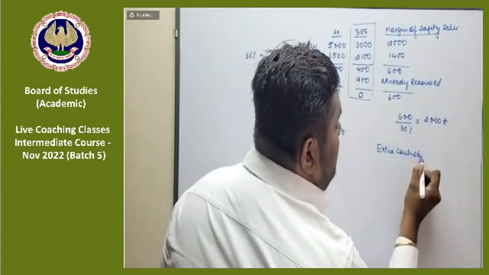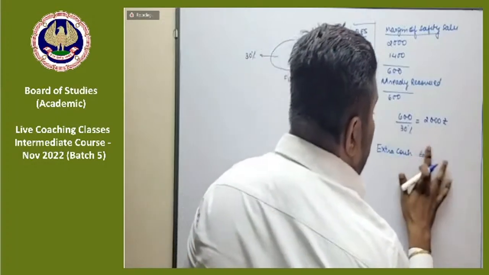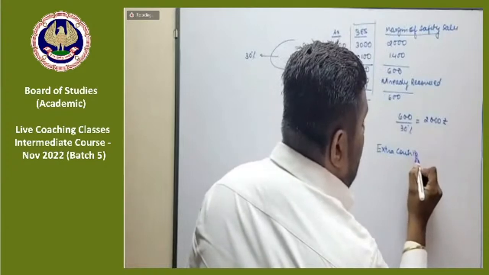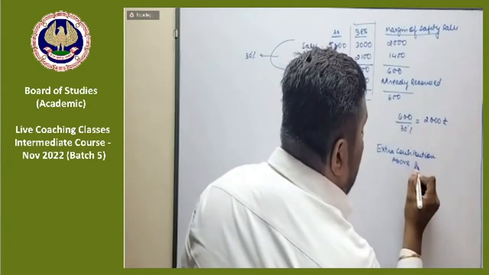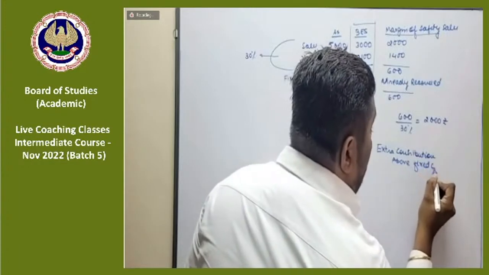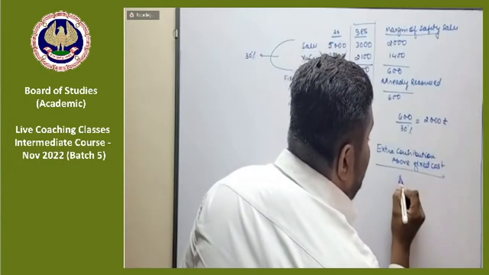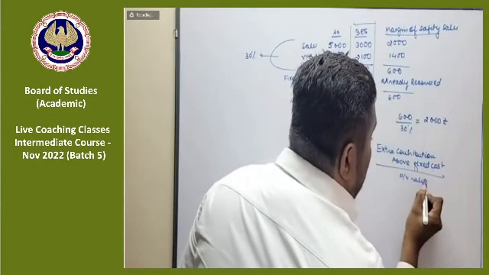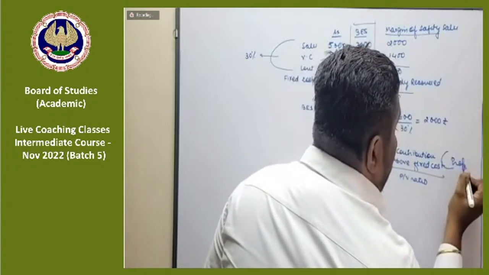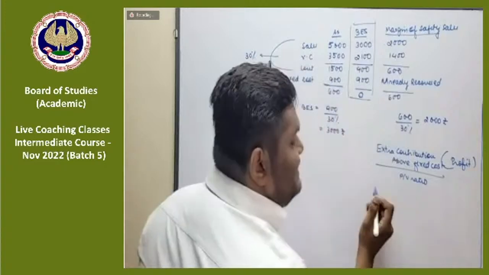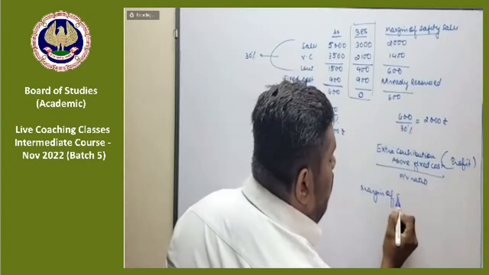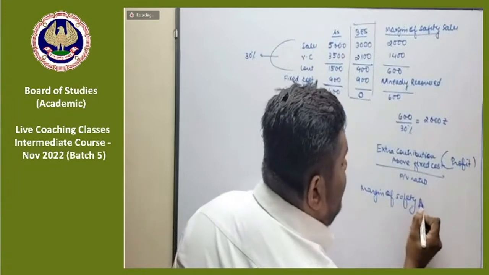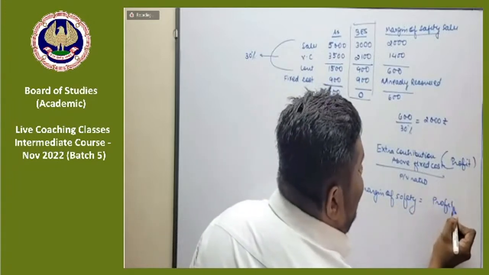Extra contribution above fixed cost, divided by PV ratio. So that extra contribution is what? Profit. So we can say margin of safety sales: the formula can be profit divided by PV ratio.